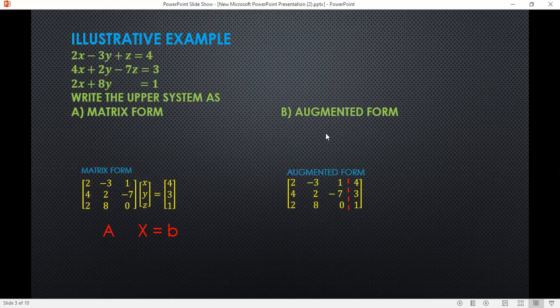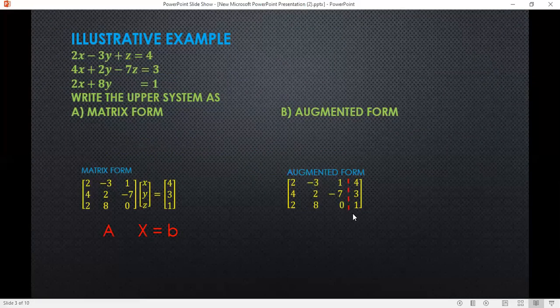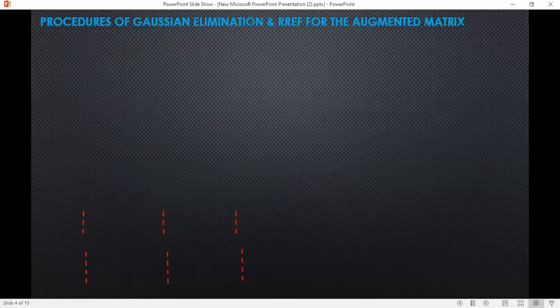And for the augmented form, or the augmented matrix, here we have, I'm going to put all the coefficients and the constants in one matrix, and there is a vertical dashed bar that separates the constants from the other coefficients. And this is called the augmented form. So I'm going to move into the procedures of Gaussian elimination or reduced row echelon form for the augmented matrix.